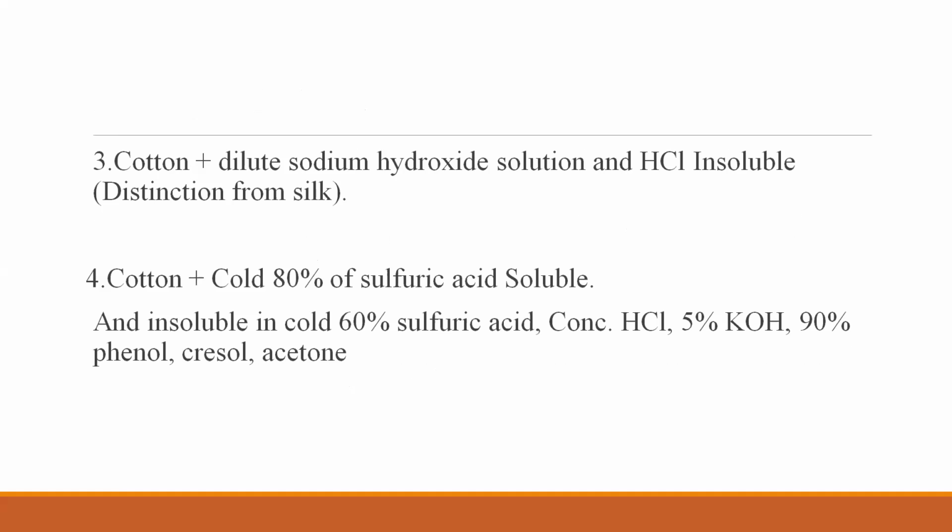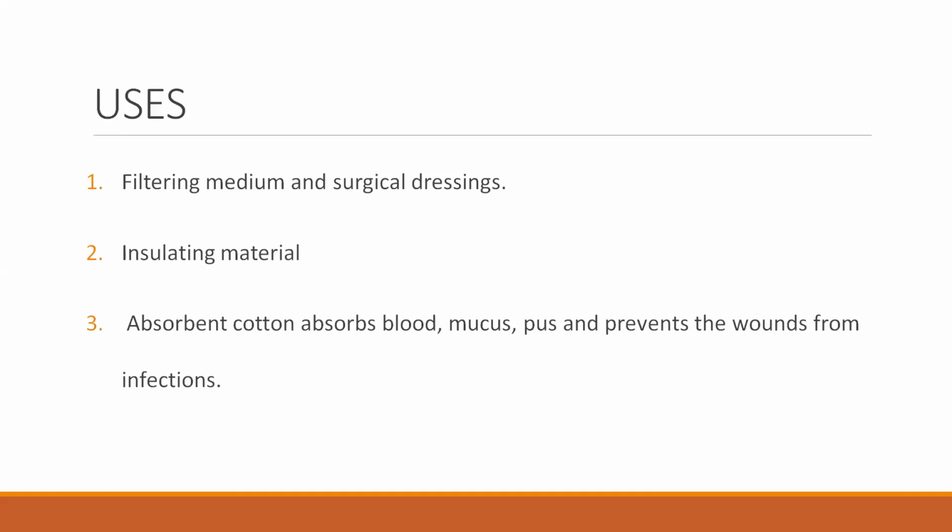Then the third test is cotton plus dilute sodium hydroxide solution and HCl. In this solution, the cotton is insoluble. This is a distinction test from silk. Next, cotton plus cold 80% sulfuric acid is soluble. When you treat the cotton with 80% sulfuric acid, it is soluble. And it is insoluble in cold 60% sulfuric acid, concentrated HCl, 5% KOH and 90% phenol, cresol and acetone. So this is the chemical identification test for cotton.